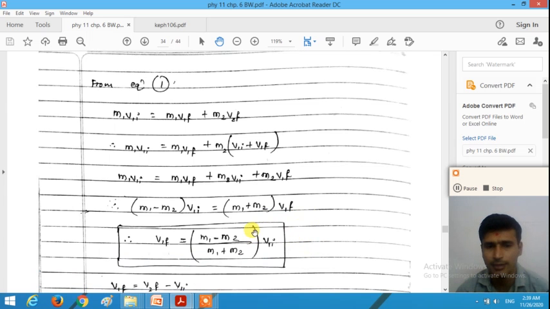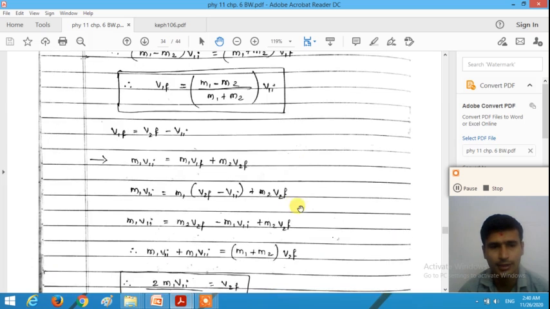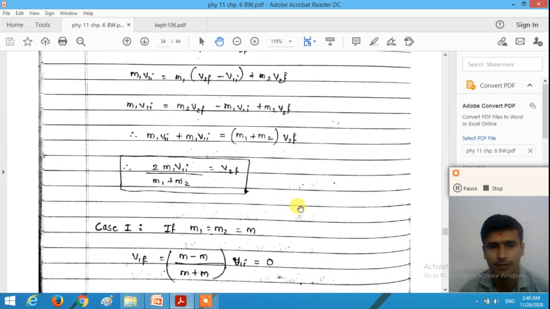So from that, the final velocity of the first object v1f is equal to m1 minus m2 upon m1 plus m2 into v1i, where v1i is the initial velocity of the first object, right? Understand, dear student, how we can find the final velocity?